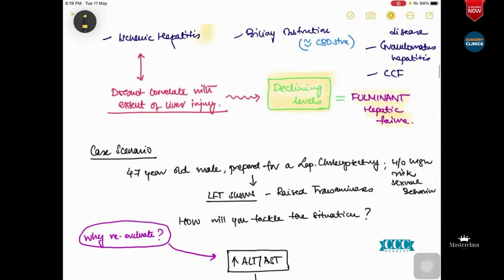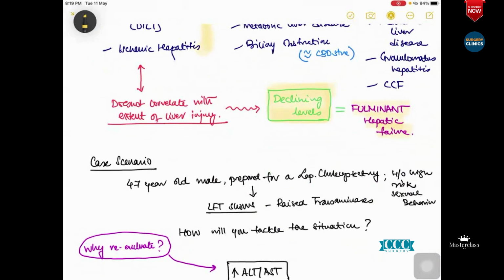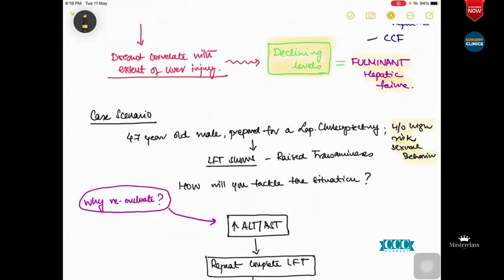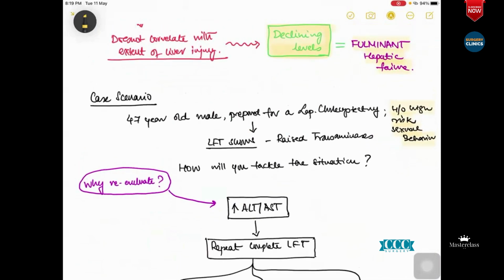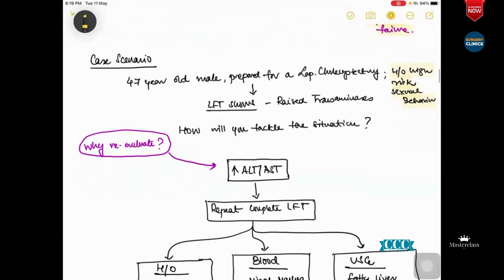So you have a 47-year-old male who's been prepared for a lap cholecystectomy, and you get a history of high-risk sexual behavior. The LFT shows a raised transaminase, and how will you work up this situation? Why do you want to evaluate? Because often you get these patients you're preparing in the outdoor for surgery, and suddenly you see these deranged liver function patterns. Now you need to consult your gastro people, because they'll be referred most of these times. You don't want to operate on patients with deranged hepatic function, because that will just add to the morbidity, right?